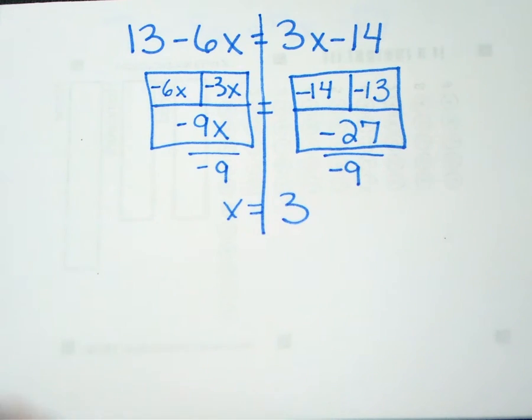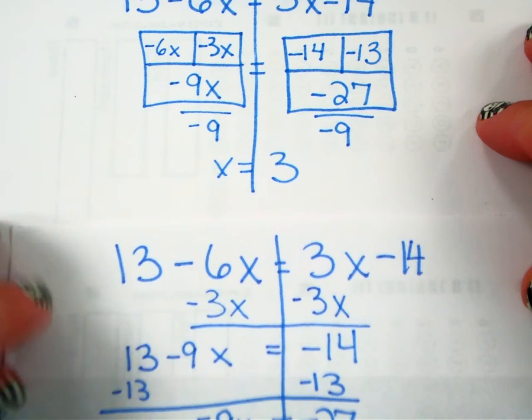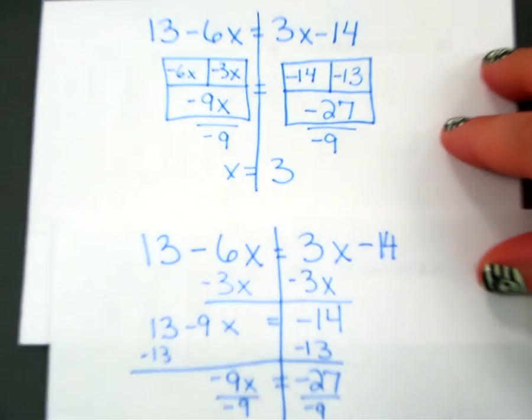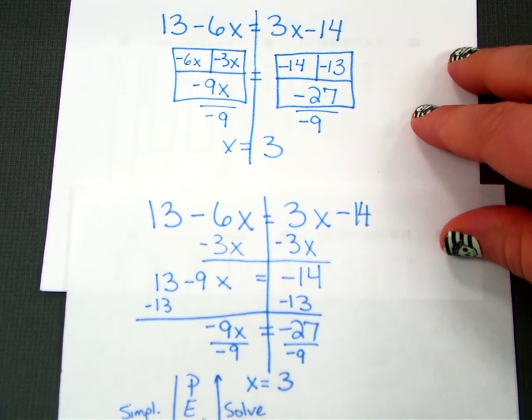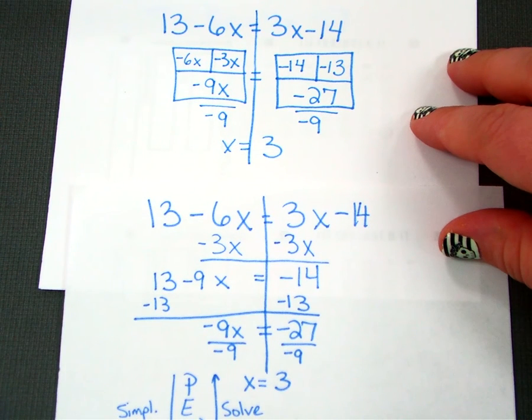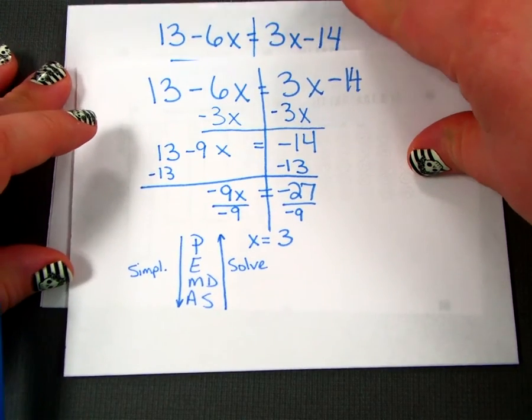So you have two methods of solving the same equation. Again, I don't have a preference as to which method you use. You just need to pick one and practice that method. So I'm going to do 1b now, and I'm going to use both methods.